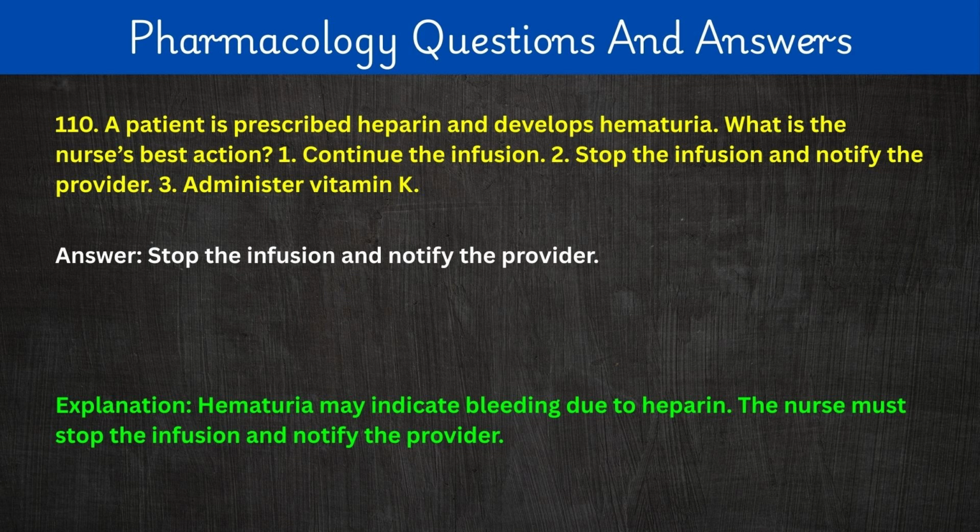110. A patient is prescribed heparin and develops hematuria. What is the nurse's best action? 1. Continue the infusion. 2. Stop the infusion and notify the provider. 3. Administer vitamin K. Answer: stop the infusion and notify the provider. Explanation: hematuria may indicate bleeding due to heparin. The nurse must stop the infusion and notify the provider.